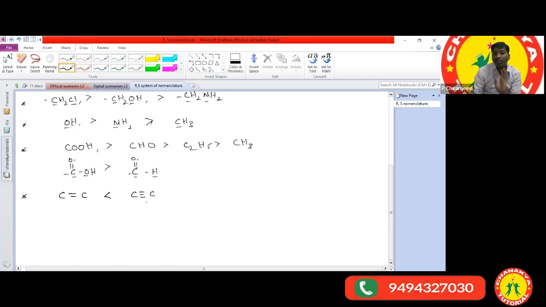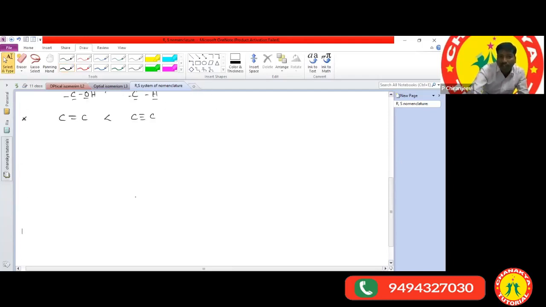That's why we are giving the first priority to the carbon with the C triple bond C. Until here clear? Right. So now I'm entering the RS nomenclature. We had seen the priority order, because without knowing the priority order, it is not possible to find out whether the given compound exhibits as an R isomer or S isomer.